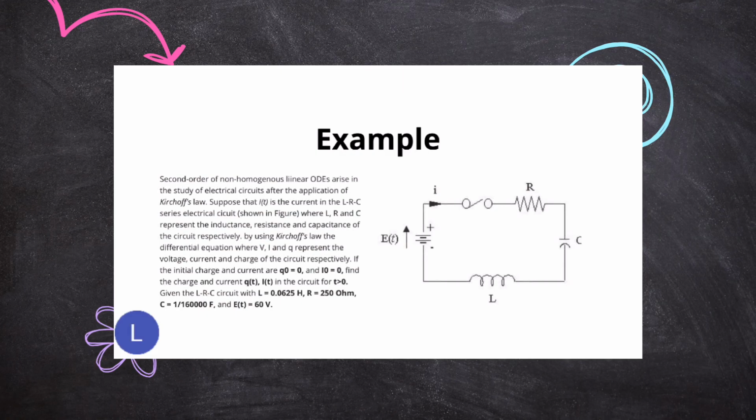This is an example of a second order non-homogeneous linear ODE. It arises in the study of electrical circuits after the application of Kirchhoff's law.